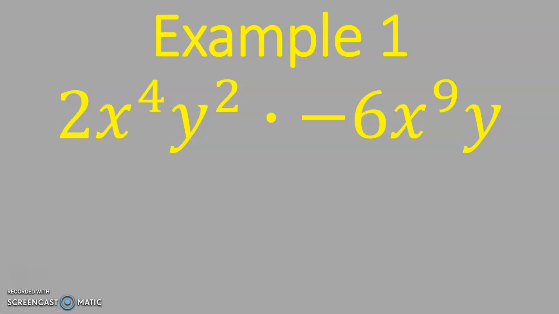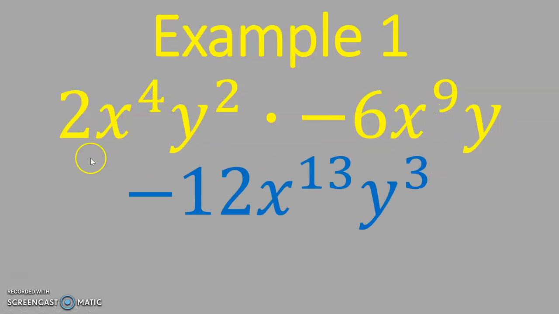Here we're just multiplying. Now these are not exponents, so you're just going to multiply those. 2 times negative 6 is negative 12. But when it comes to the exponents, you add those in this situation. Remember, you only can add when you have the same base. So 2 times negative 6 is negative 12. 4 plus 9 is 13. 2 plus 1, there's an understood 1 there. As we've already mentioned, that's 3.